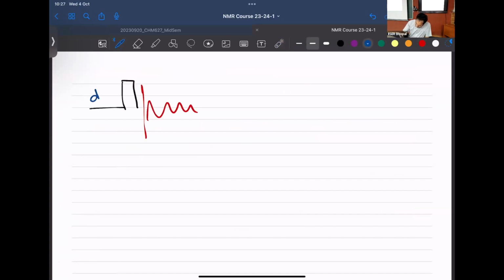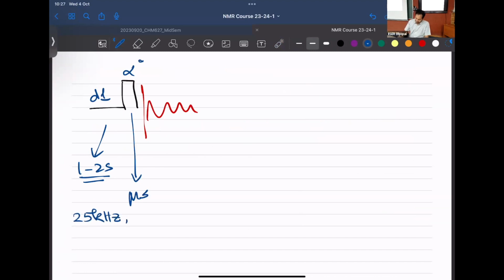So we said this is the D1 delay, and we are talking about 1 second or in the order of seconds, let's say 1 to 2 seconds as the D1 delay. And this alpha degree pulse, which we have seen enough, is in the order of microseconds. For a 25 kilohertz pulse, we said that the 90-degree pulse width is 10 microseconds. This is the example that I've been taking throughout in this class.